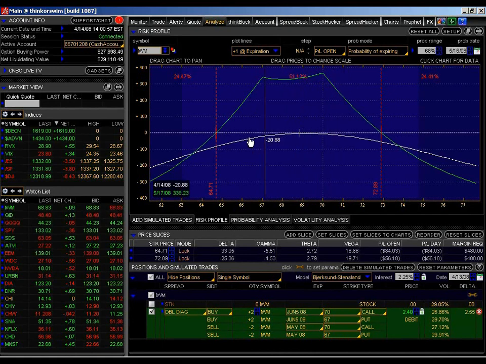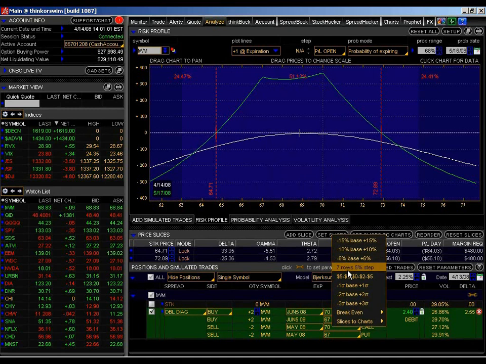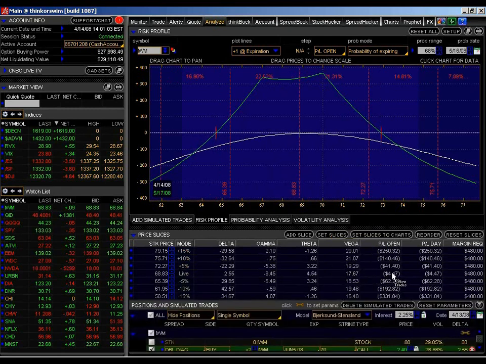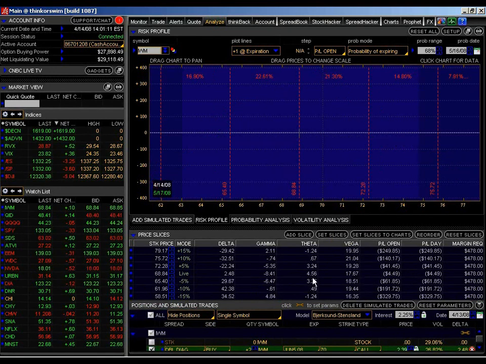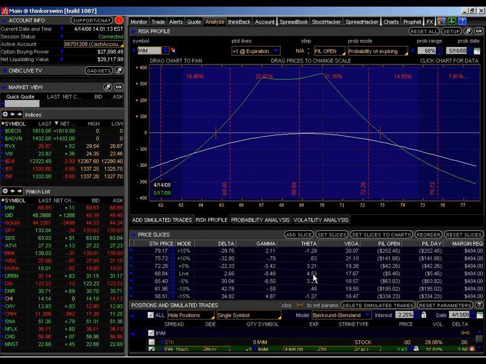Remember, our white line is our current profit and loss, and when you set up these kinds of positions, you always start out at a loss because the market's not going to give you a profit from day one. We do have theta is 4.53. That's $4.53 for every single day that we remain in the trade, and that's very important.